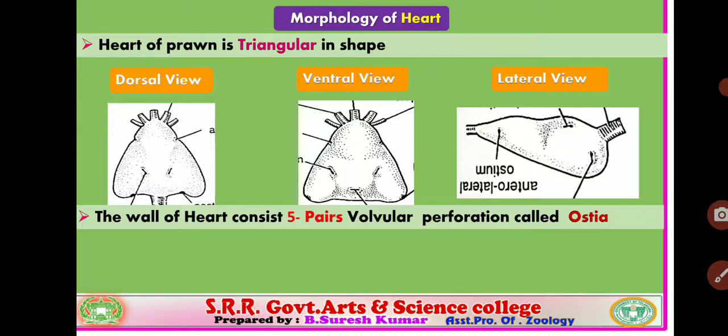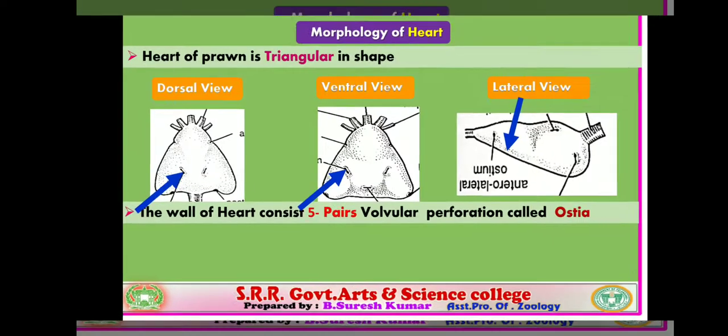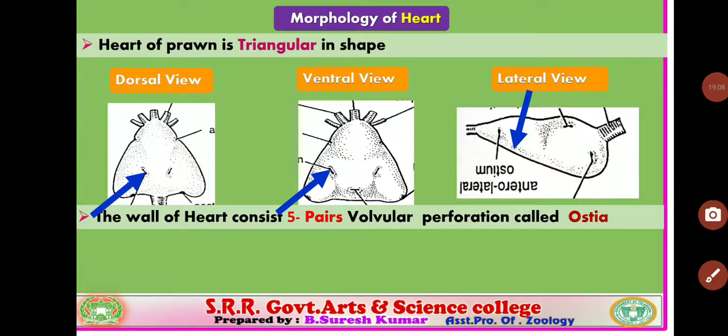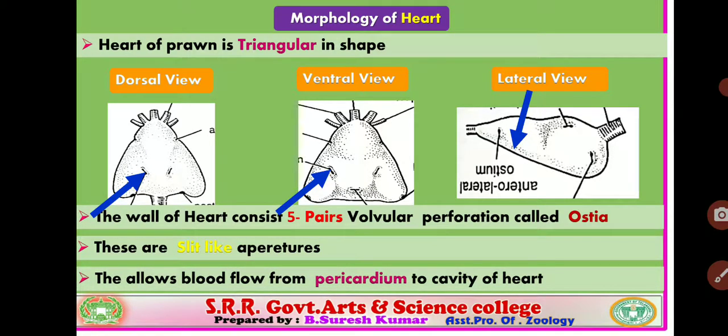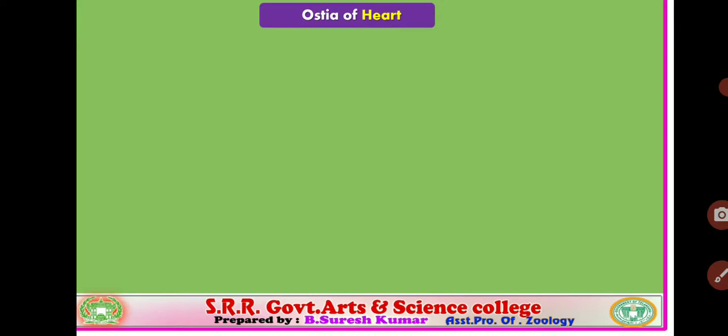Five pairs of valvular perforations are associated with the wall of the heart. Followed, you observe the arrow marks. So five pairs of valvular ostia are present, right? Next, these are slit-like apertures. What is the use of these apertures? They allow the blood to flow into the heart from the pericardial cavity and prevent the backward flow. Followed? So this is the function of ostia.